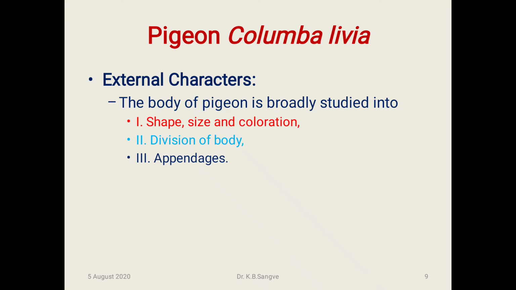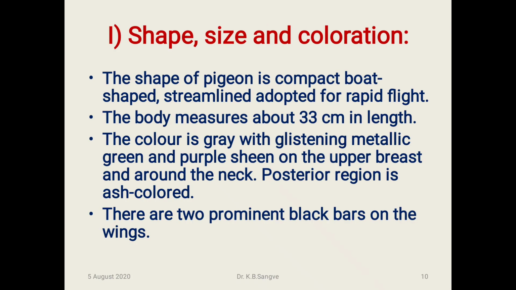Columba livia, external characters. The body of the pigeon is broadly studied under these categories: shape, size, coloration, division of the body, and appendages. The shape of the pigeon is compact, boat-shaped and streamlined, adapted for fast flight. Its body measures about 33 cm in length. The color is glistening metallic green and purple sheen on the upper breast around the neck. The posterior region is ash colored.